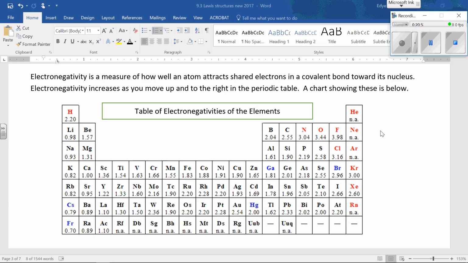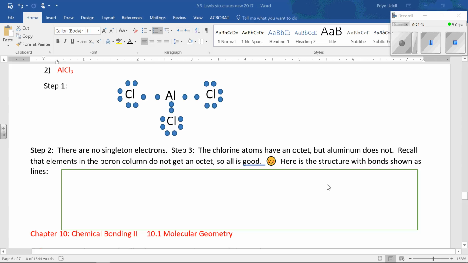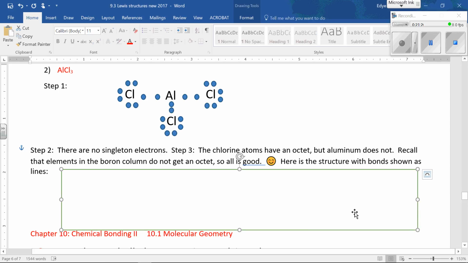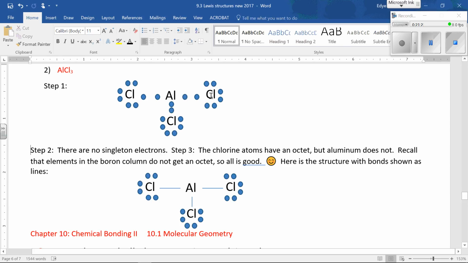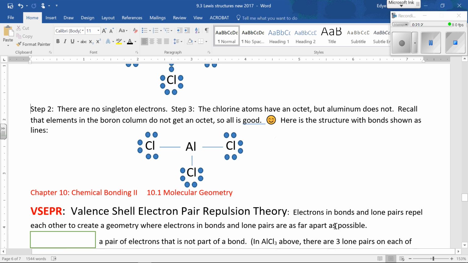Everything from the carbon column on gets octets. Everything from this column and below, all of these elements down here, can have expanded octets. Period 3 and below, and typically just the elements from the phosphorus column and to the right. But you don't have to worry about that. You'll see it when it happens. So we were okay with the aluminum. And the stick structure way of drawing this, I just replaced those electrons that are being shared with the bond. And everybody's got its octet.